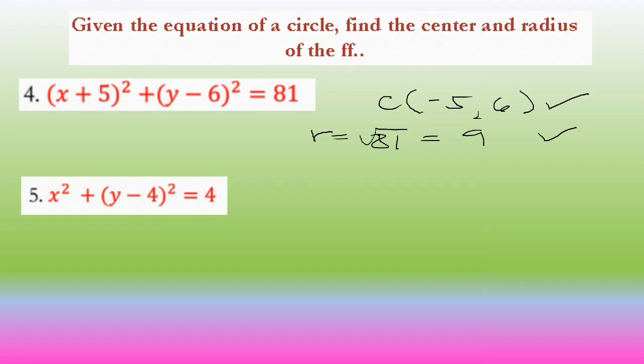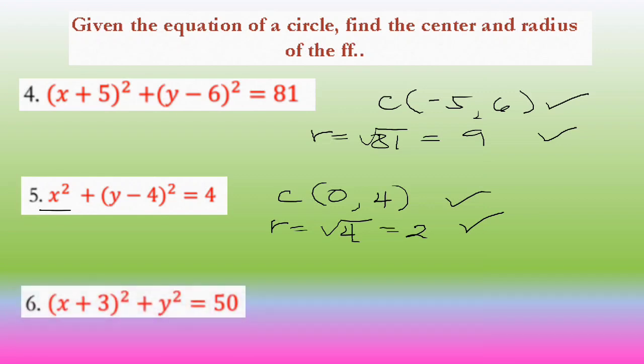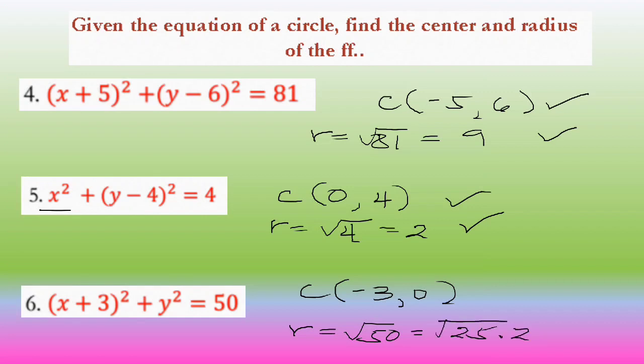For our fifth example, the first component for our center is 0. And the opposite sign of negative 4, that is 4. The radius is equal to square root of 4, that is equal to 2. And on our last example, the center is the opposite of the signs from the given. We have negative 3, and for y, we have 0. For our radius, we have square root of 50. And since we all know that one of its factors is a perfect square, which is 25 times 2, we have come up with 5 square root of 2. This is the radius and this is the center.